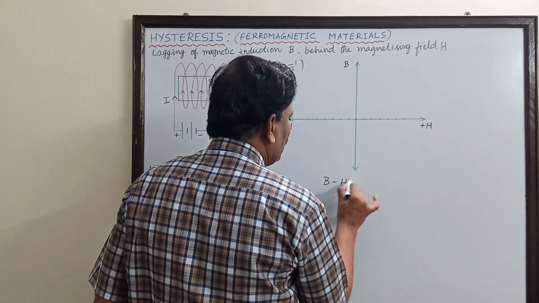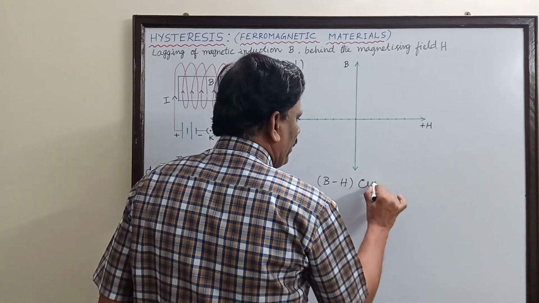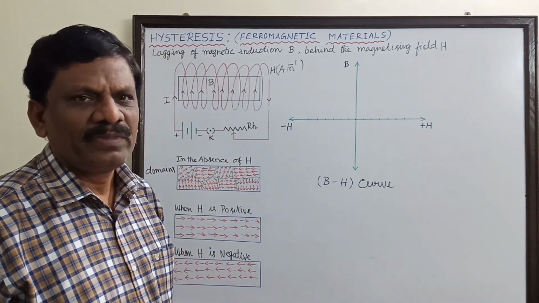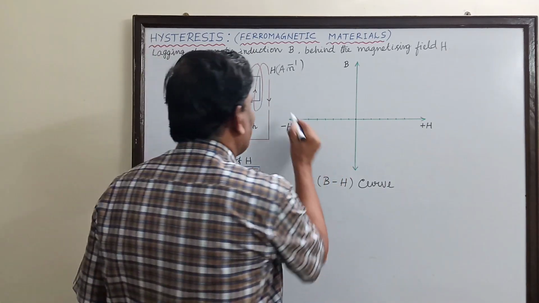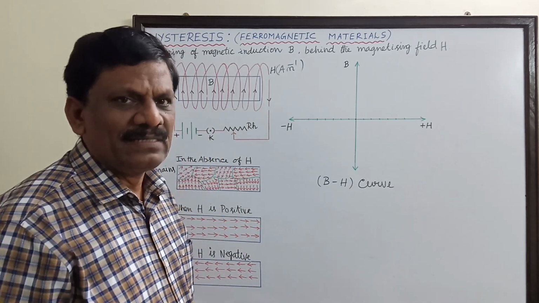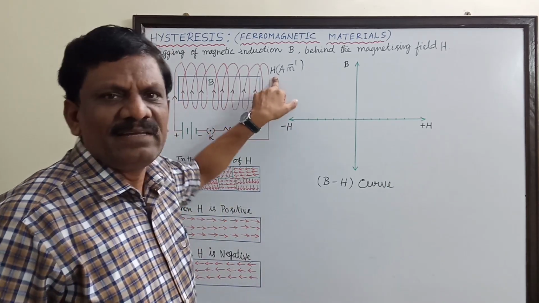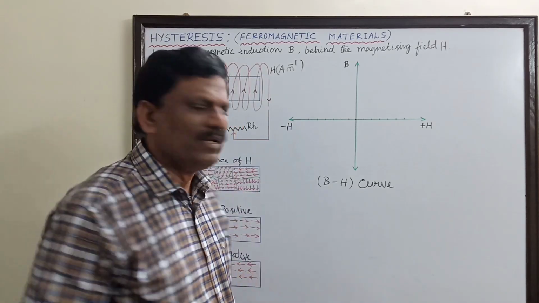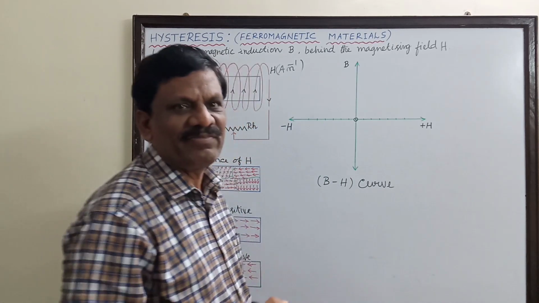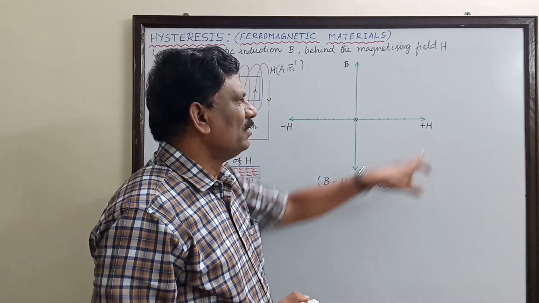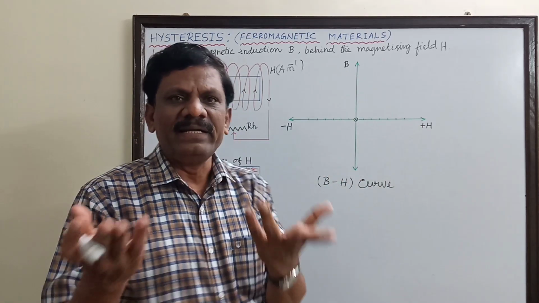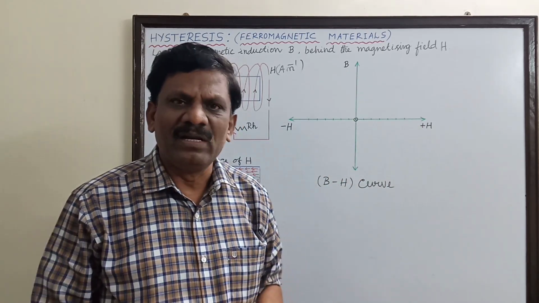Okay, the BH curve, also called the hysteresis curve. Initially, let us take that the current in the coil is 0. When the current is 0, the magnetizing field H will also be 0. That is represented here at the origin of the graph. Understand that? When H is 0, there can be no magnetic induction acquired by the sample.